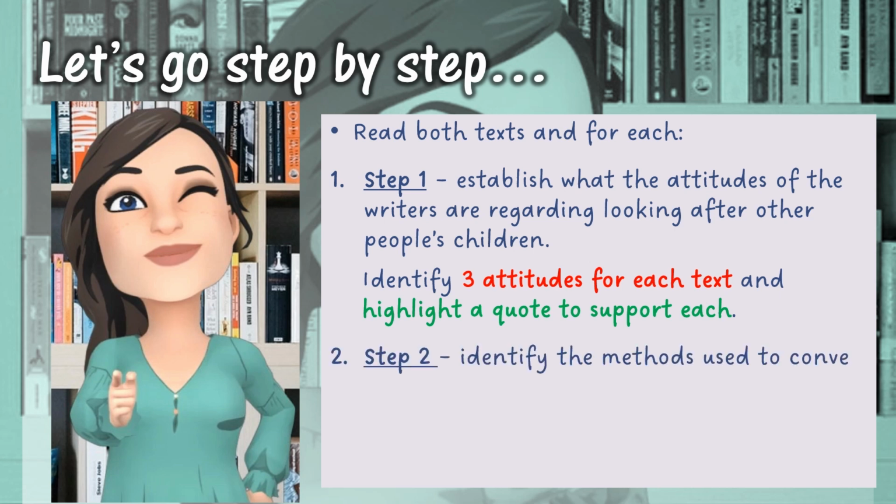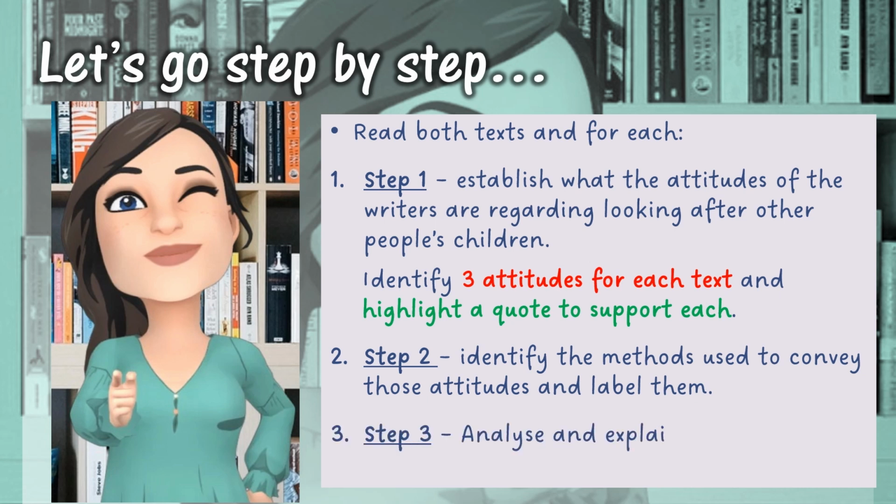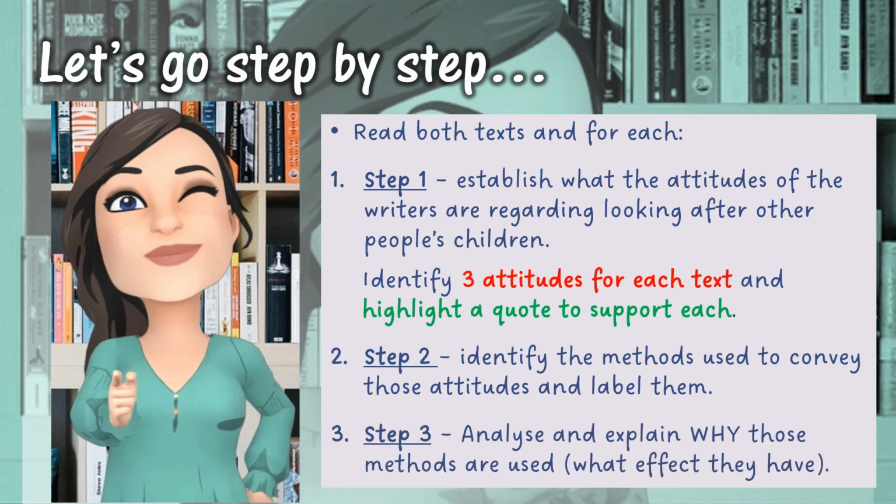Step 2, within those quotes, identify the methods used to convey the attitudes and label them. So metaphor, simile, etc. And then step 3, try and explain why those methods are used. So what effect they have. Why have those methods been successful in conveying the attitude of the writer, for example? Once you've got all this information, you can write a point, evidence, explain, extend, answer.